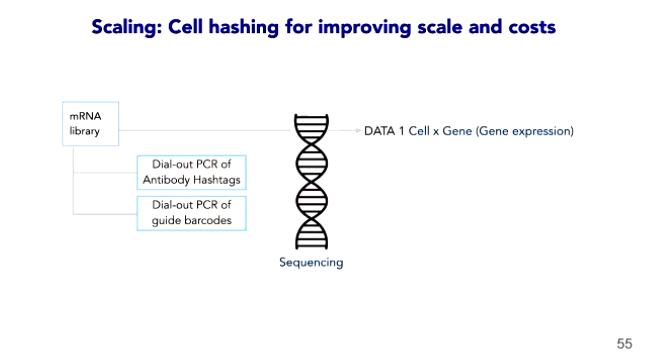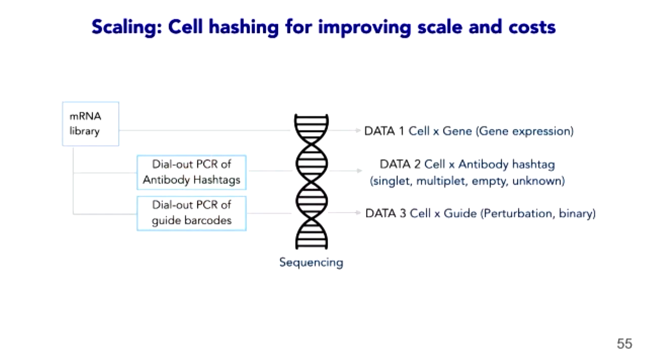We have the cell by gene expression matrix. Now the antibody hashtag actually gives us a cell by antibody hashtag matrix. And finally, we have the perturbation matrix, which is the cell by guide. Now the cell by antibody hashtag matrix is what we would have to deconvolve to infer if a cell is a singlet or a multiplet, etc.